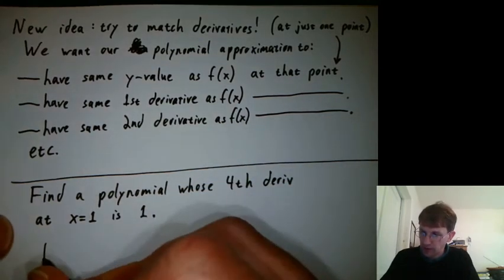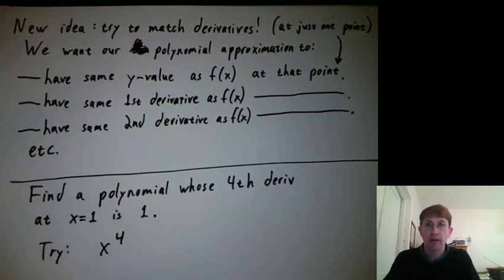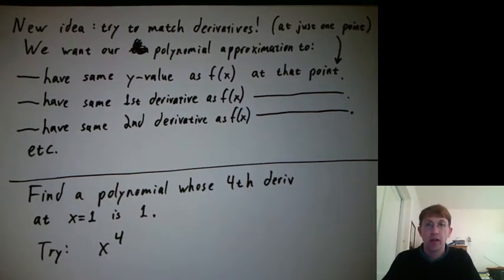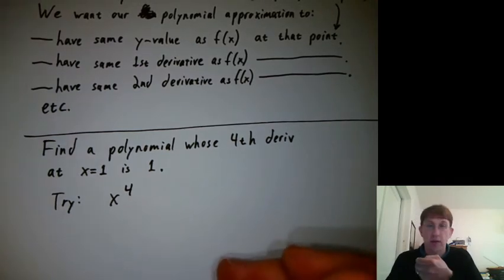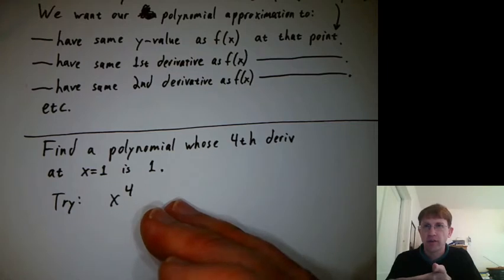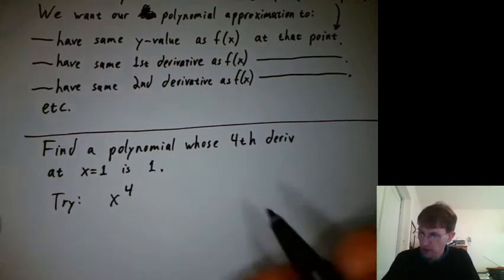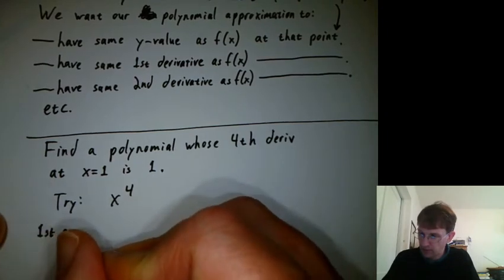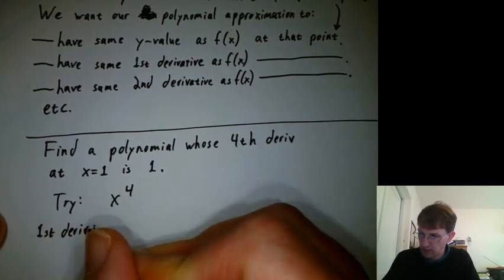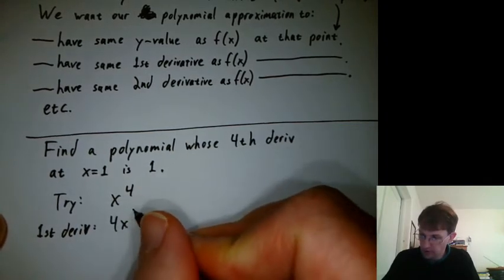So you might say, let's try how about x to the fourth? That probably has an interesting fourth derivative, right? If we tried x squared, that would have a fourth derivative of 0. If we tried x cubed, that would have a fourth derivative of 0. So x to the fourth seems like about the simplest thing we can reasonably try. So what about its first derivative? That's the first derivative of x to the fourth, or x cubed.